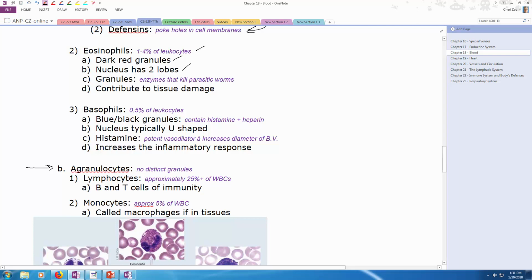The granules, these enzymes that they carry, actually are designed to kill parasitic worms. So they'll find a parasitic worm in your system, and then they'll dump their enzymes on that parasitic worm. They don't engulf the worm. They actually exocytose those enzymes, and it's like pouring acid on them. It ends up killing them. The problem with eosinophils is that when they dump their granules, it also creates damage to tissues around them. So they contribute to tissue damage and inflammation.